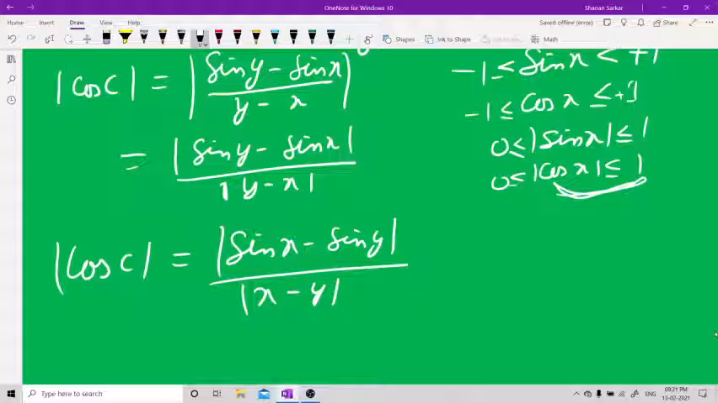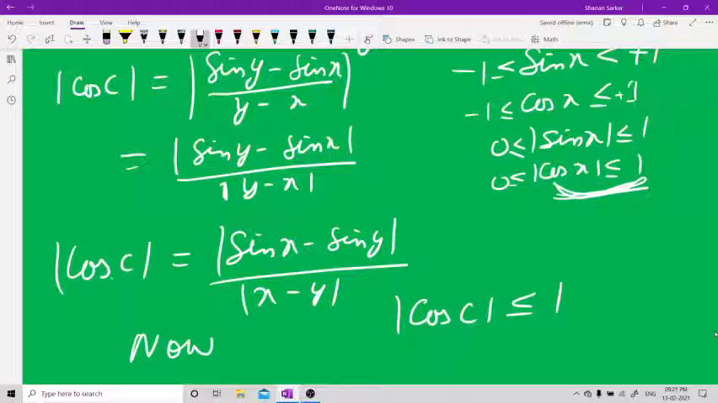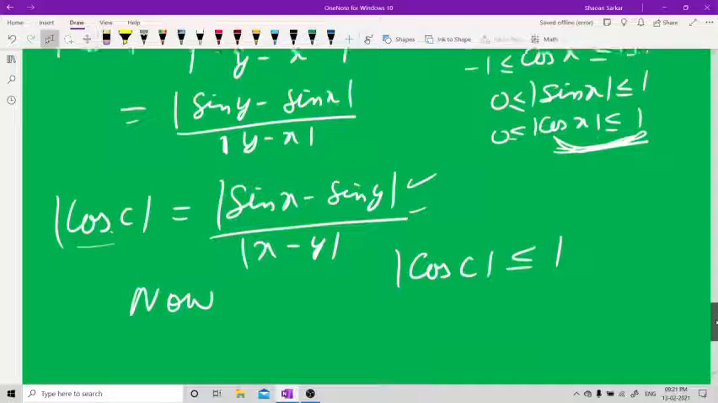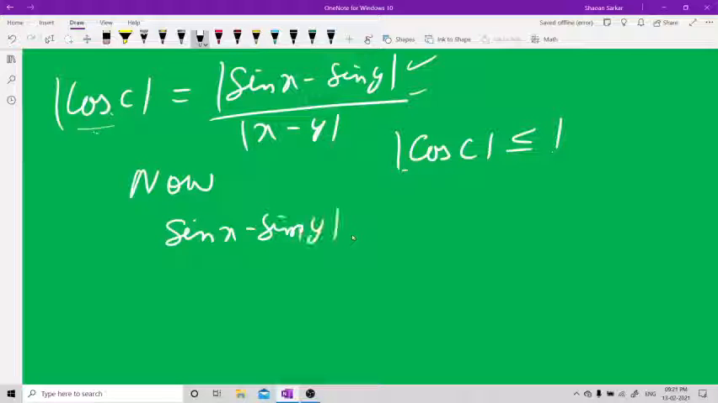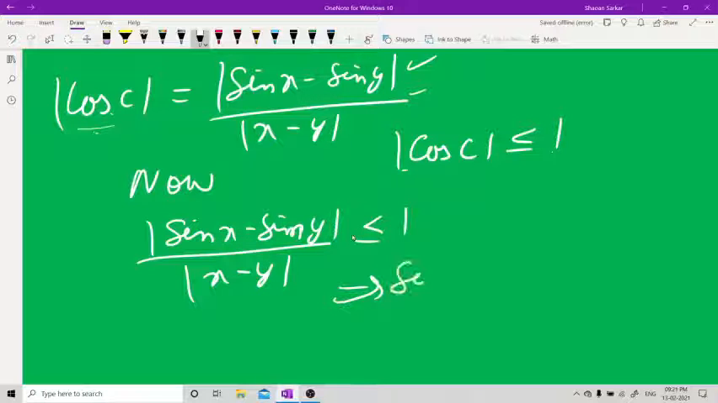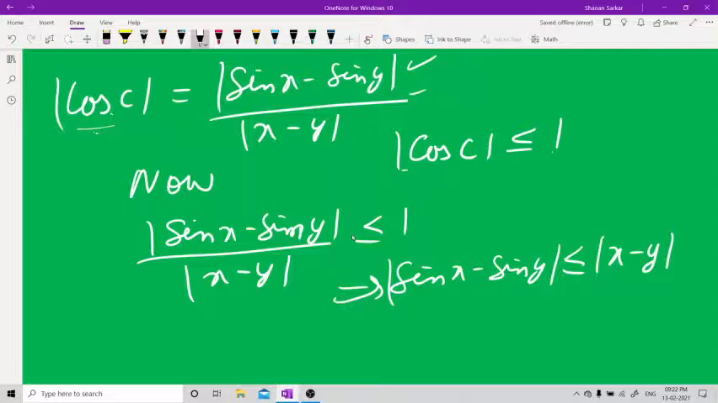Now, see this. Mod cos c, using this condition, is less than or equal to 1. So mod sin x minus sin y upon mod x minus y is less than or equal to 1, which implies, cross multiplying, mod sin x minus sin y is less than or equal to mod x minus y. This was what was supposed to be proved.